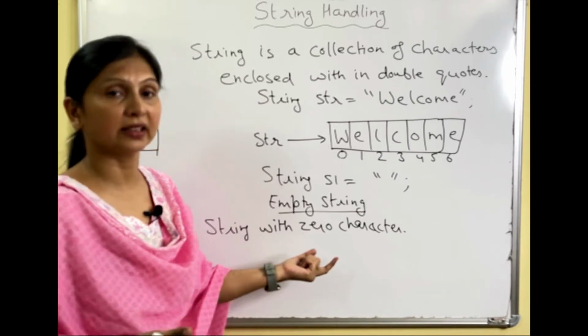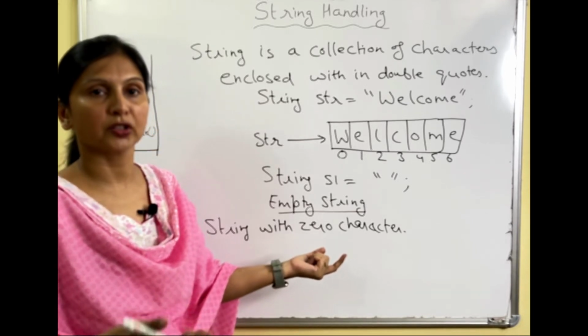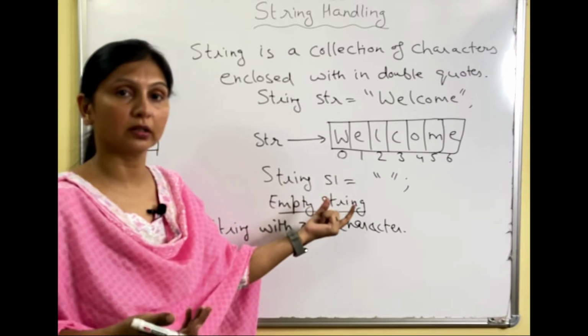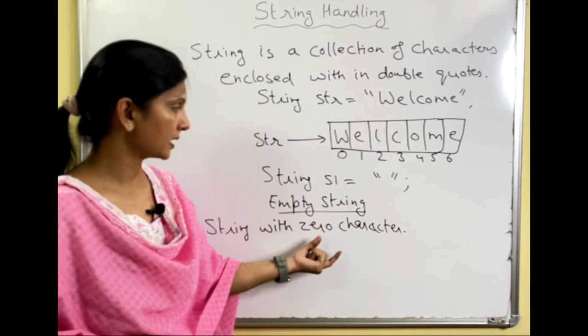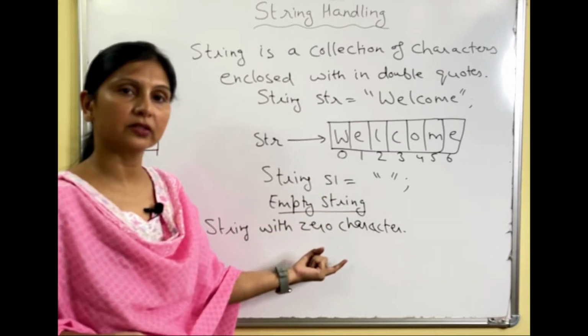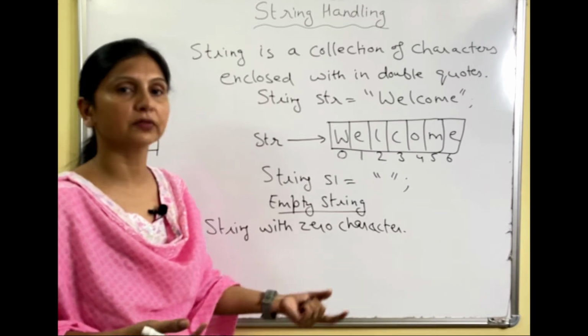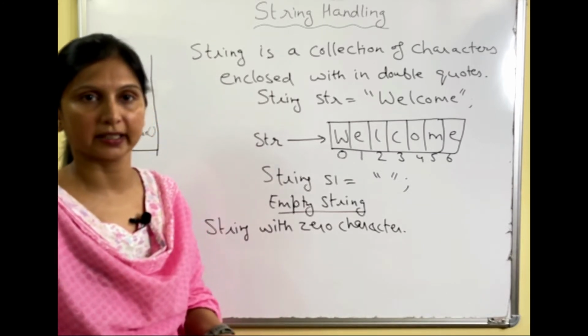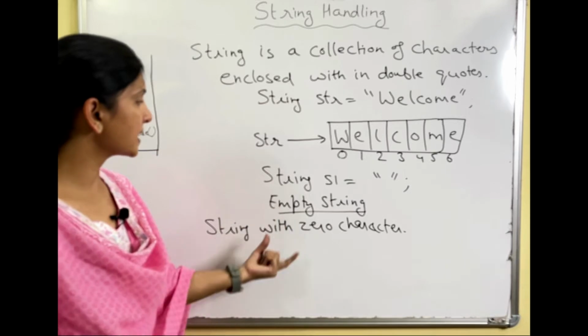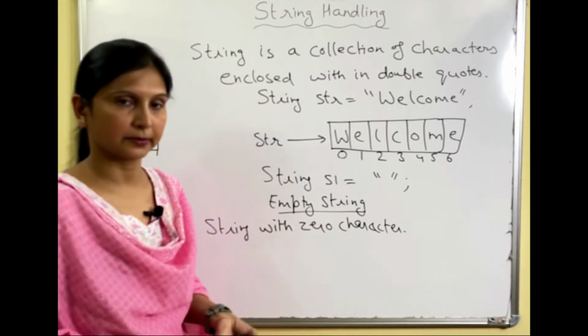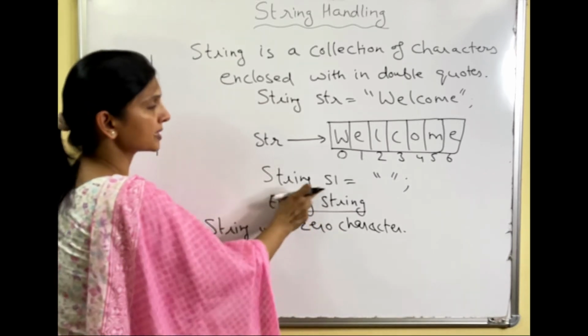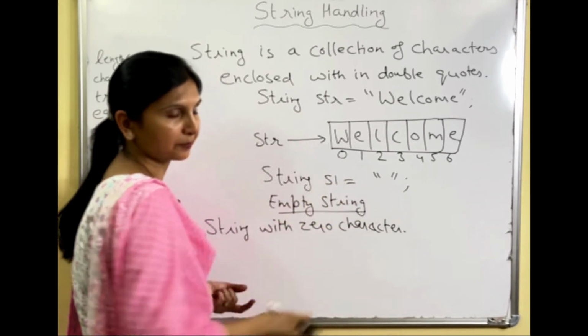For example, length is an operation or method used for strings, right? So if you use the length function with an empty string, it will show you 0 because there is no character, fine. So what is an empty string? A string with 0 characters, right? And it is represented like this, fine.